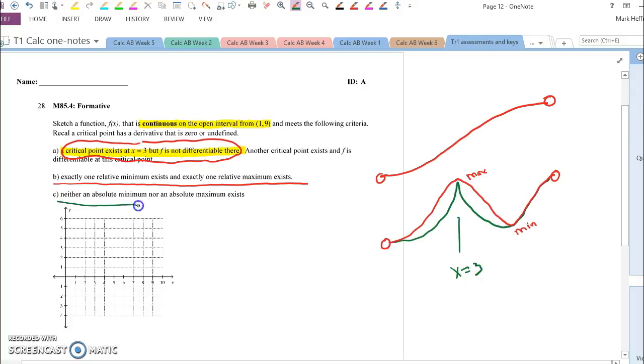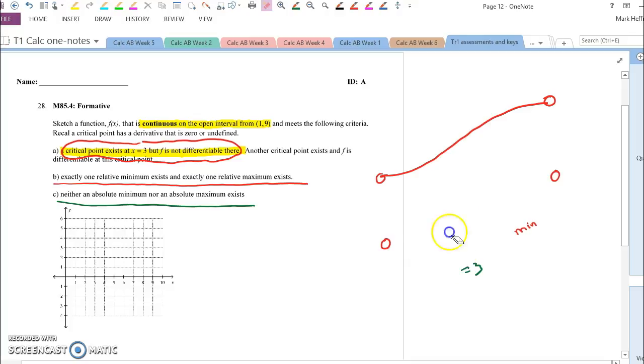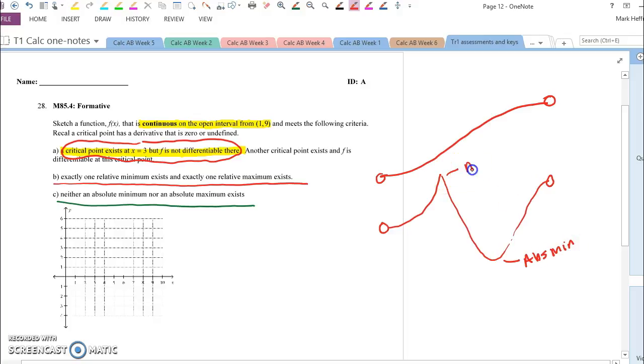The last piece, neither an absolute min nor an absolute max exist. And so now it all depends where I put my endpoints. If I put my endpoints in the right place, I can satisfy this. Here would be an indication of a max, a min. But here we have an absolute min, and we also have an absolute max.